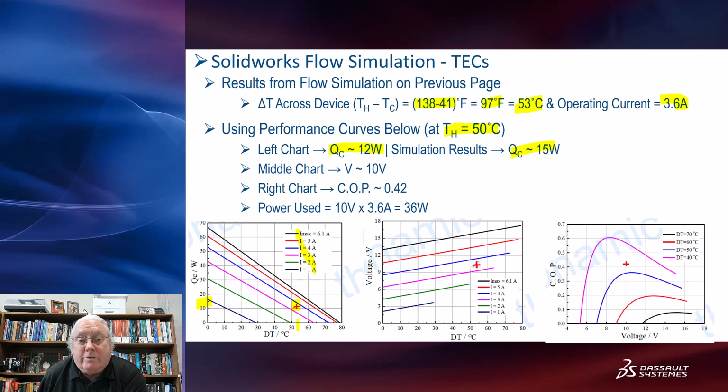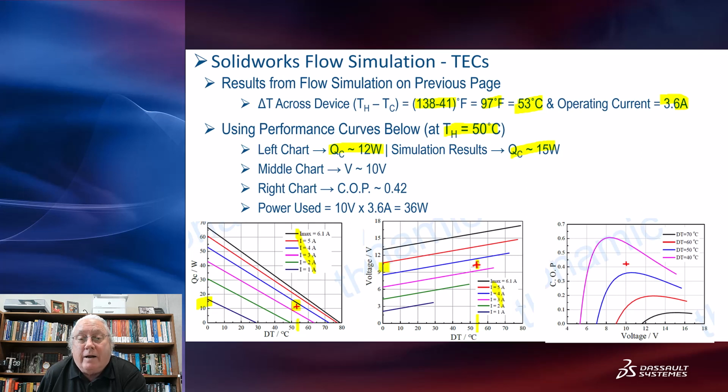So once I get those values, I go to this other chart, and I can figure out what the operating voltage is. So I know I'm still at 53 degrees delta T across the face of the thermoelectric cooler. I again go up here to 3.6 amps, picking the right set of this family of curves based on these numbers. And then I come across here, and I can read that the voltage is going to be operating at about 10 volts.